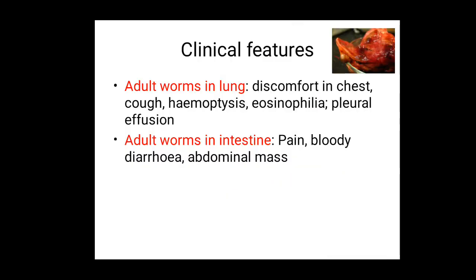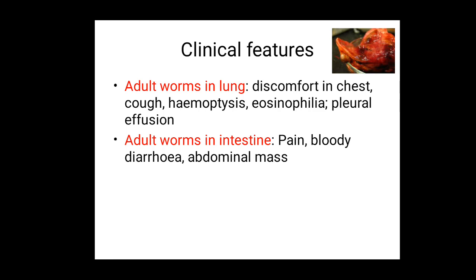Coming to the clinical features, the adult worm has reached the lung. That is there in the lung. It manifests as discomfort in the chest. That is because it's a foreign body. It causes problems with the respiration, causing discomfort in the chest. Cough because of the inflammation. Hemoptysis, eosinophilia, and pleural effusion.